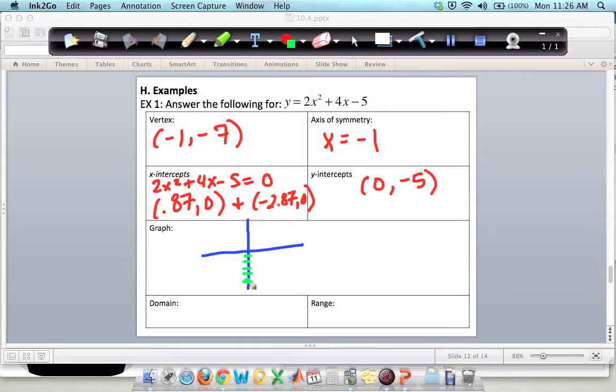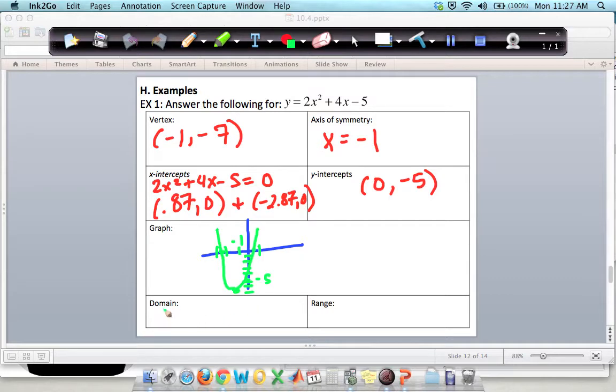Okay, so that's negative 5. Vertex negative 1, negative 7, right here. So that's the lowest point of the graph. And then we have the x-intercepts of negative 2.87, so you're just going to approximate, and 0.87. Okay, and then I'm going to try and draw a U through these points. So here's kind of a rough sketch of my quadratic.